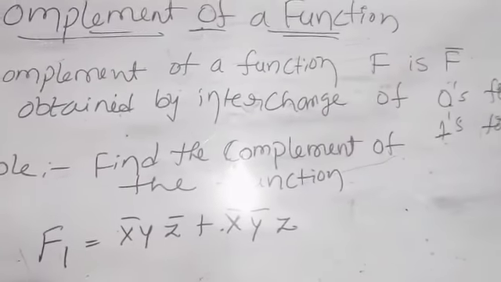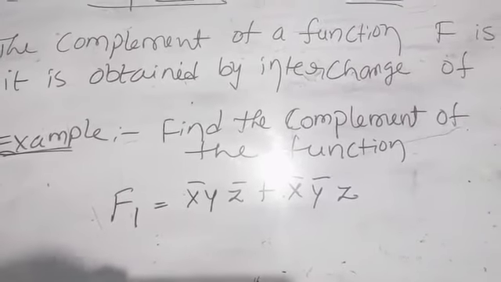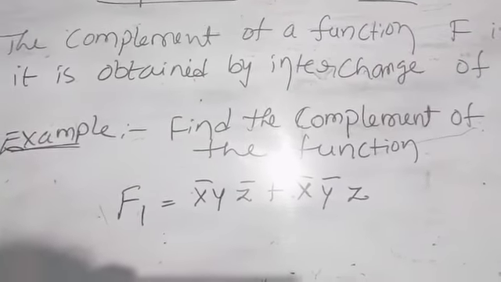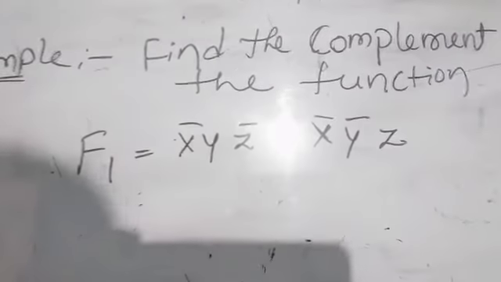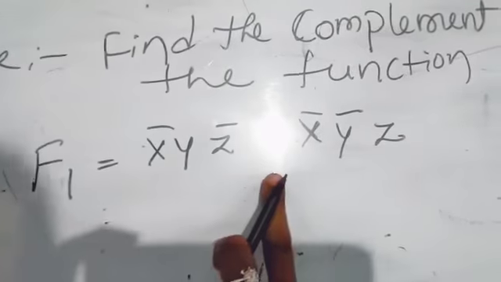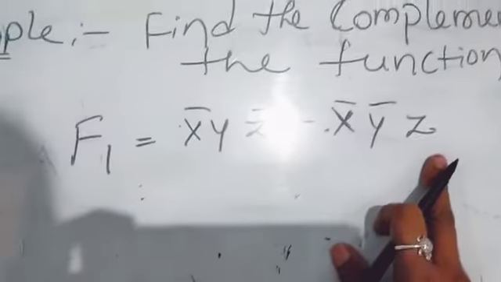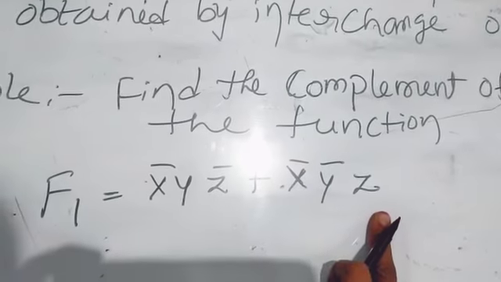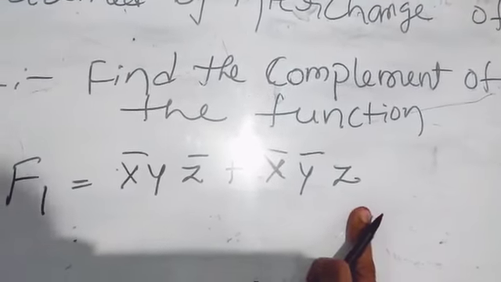By considering those theorems, let's take one example problem: find the complement of the function. The function is f1 equals x bar y z bar plus x bar y bar z. So this is the given function, and what we want is the complement of the function, not of the variables.